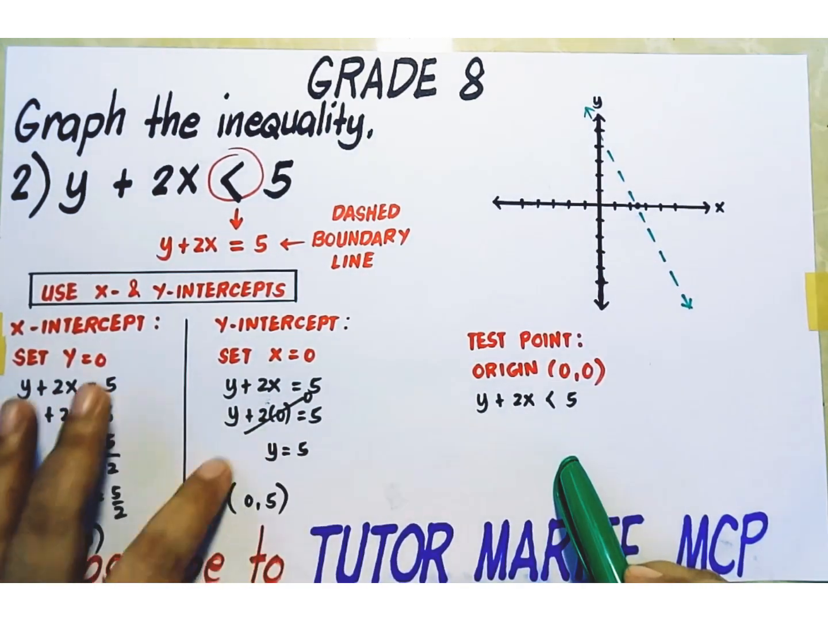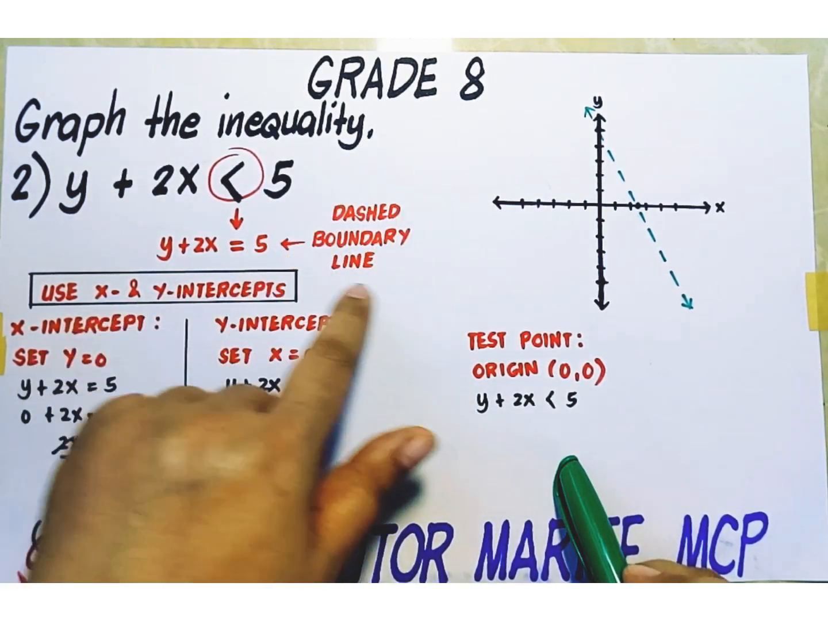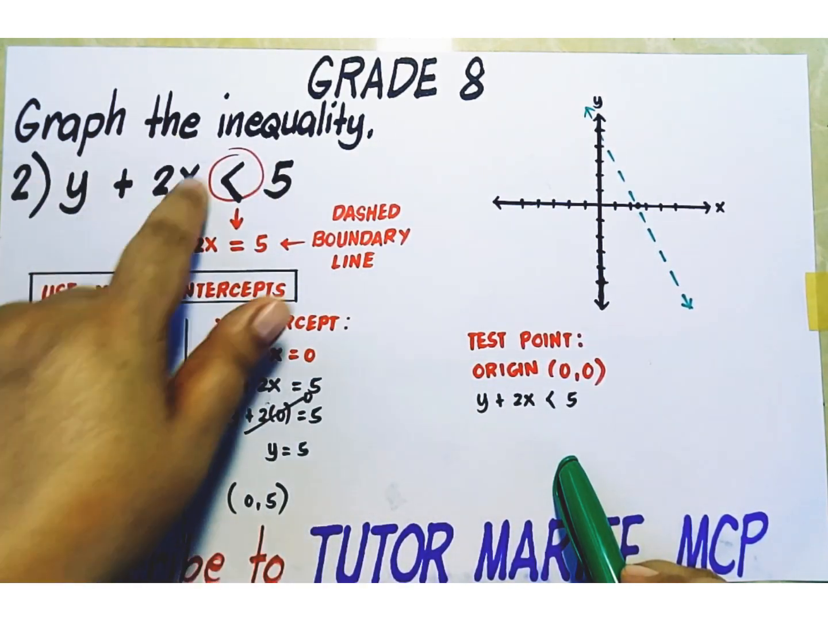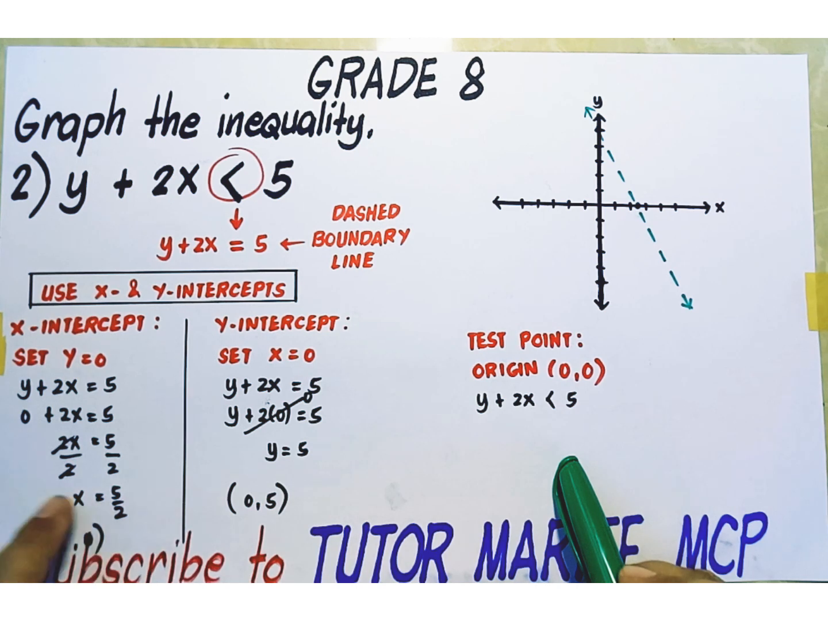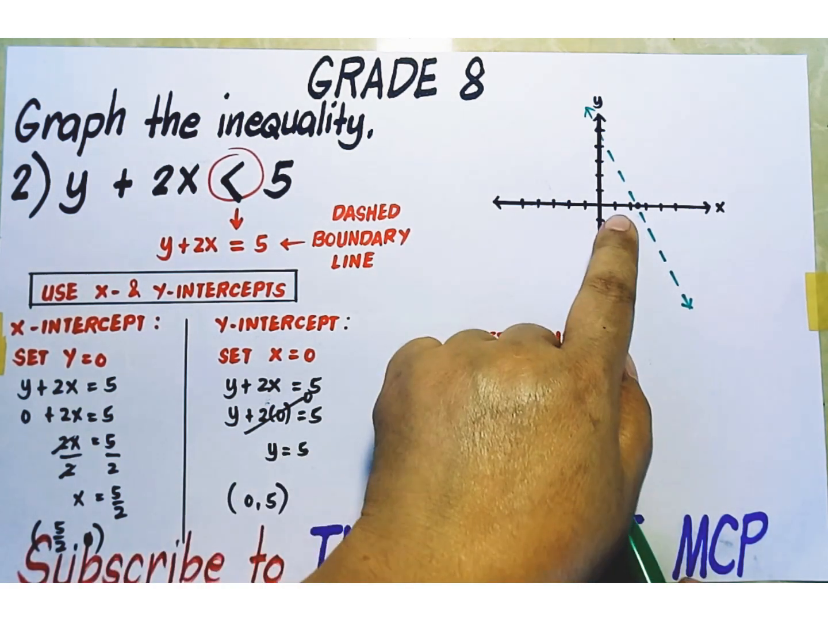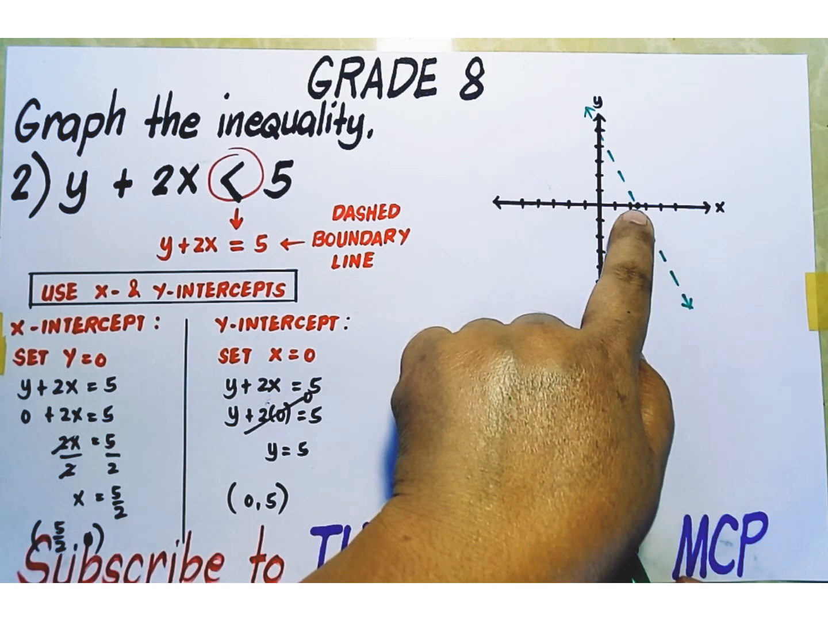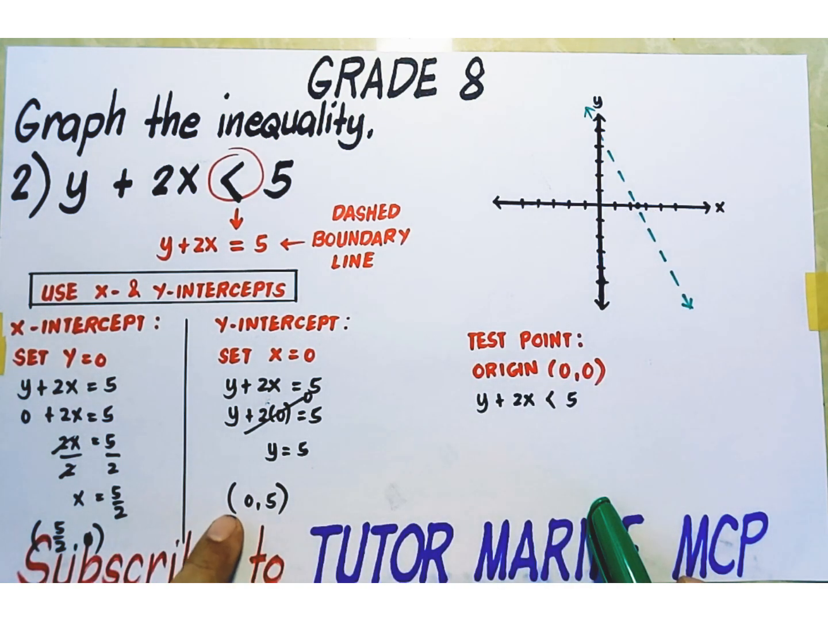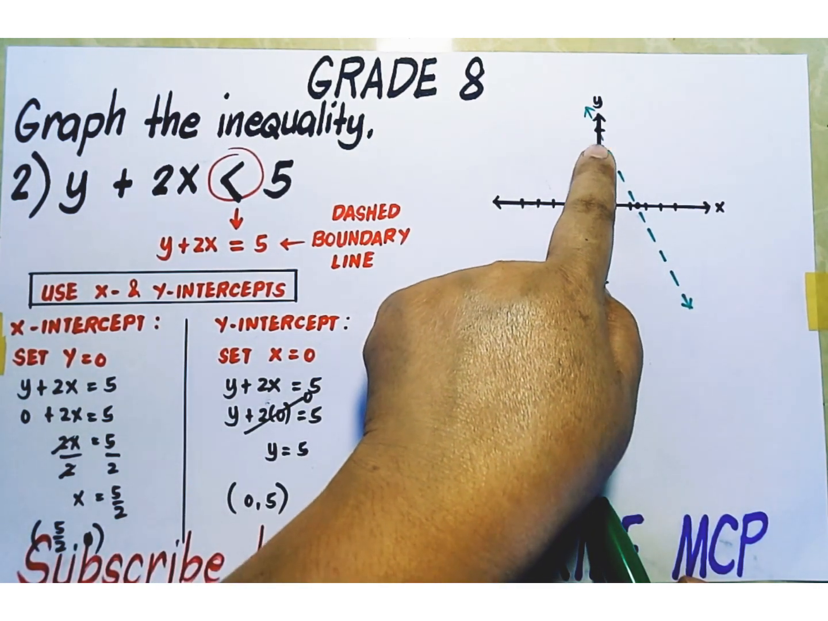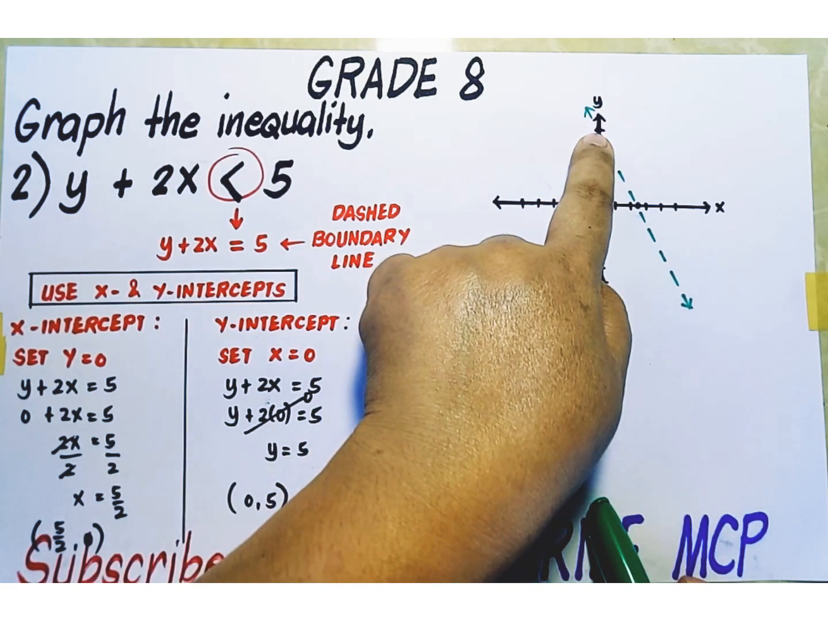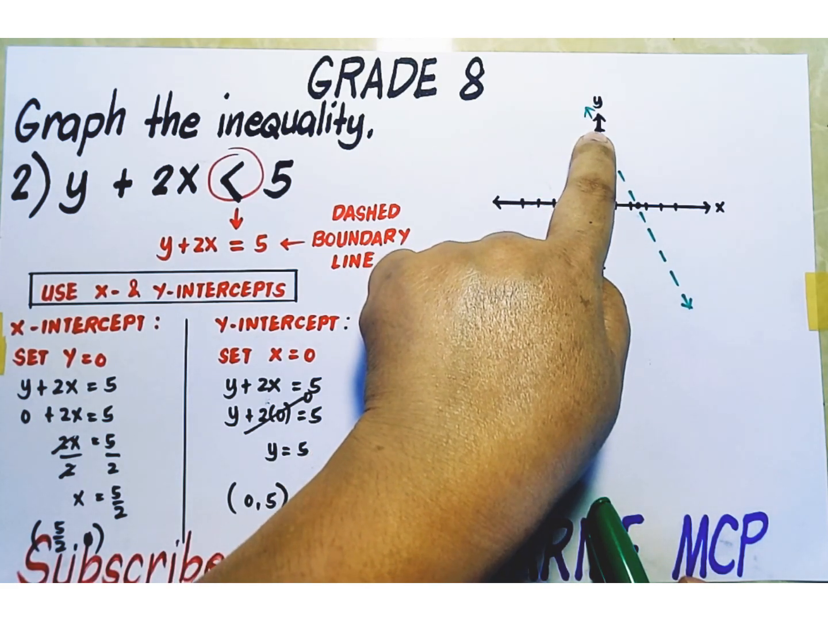Let's use the x and y-intercepts to construct the dashed boundary line of the second inequality. The x-intercept is at 2 and 1/2, 0. 2 and 1/2 is midway between 2 and 3. 1, 2, 3. This is the x-intercept of the boundary line. The y-intercept is at 0, 5. 1, 2, 3, 4, 5.